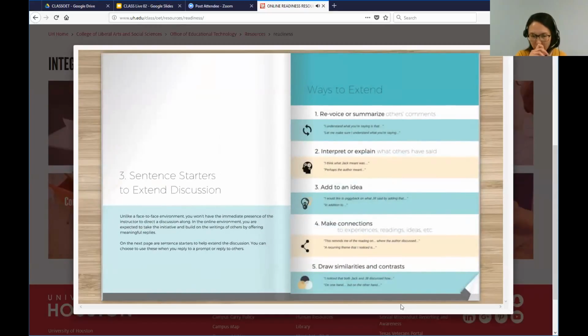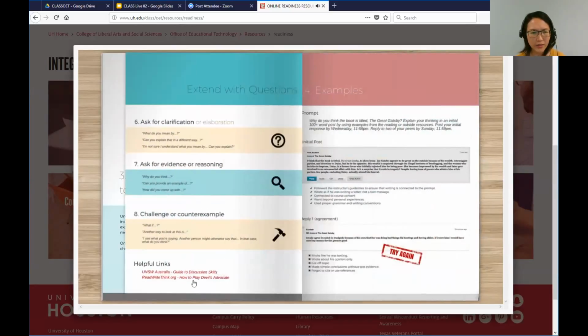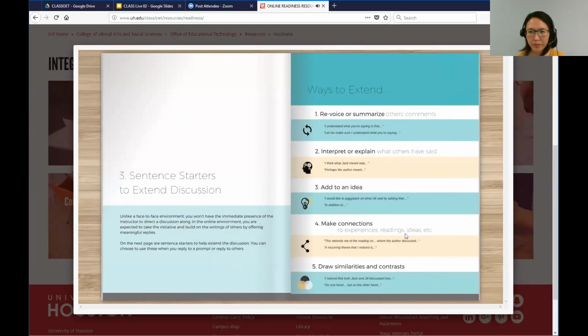And this third part is called sentence starters to extend discussion. Sometimes students need a nudge or just some examples of how they can respond to peers. So there are, I think, eight strategies that I have here for students. They are to revoice and summarize.